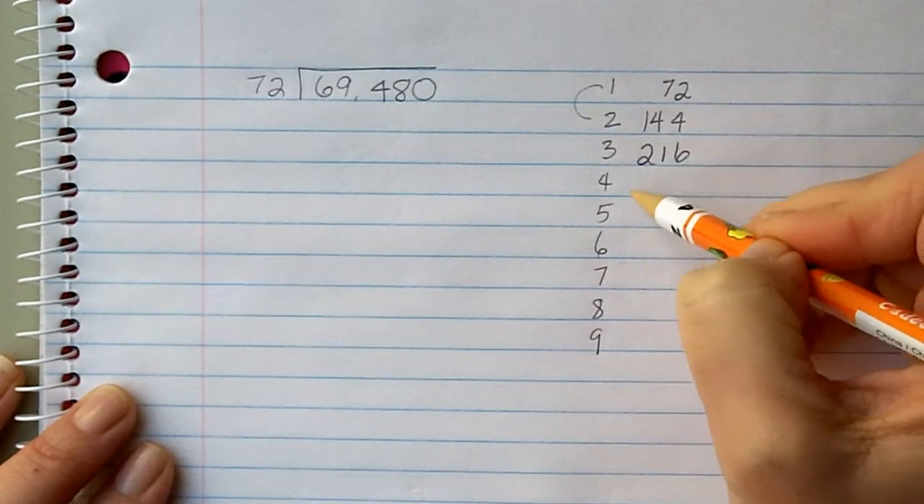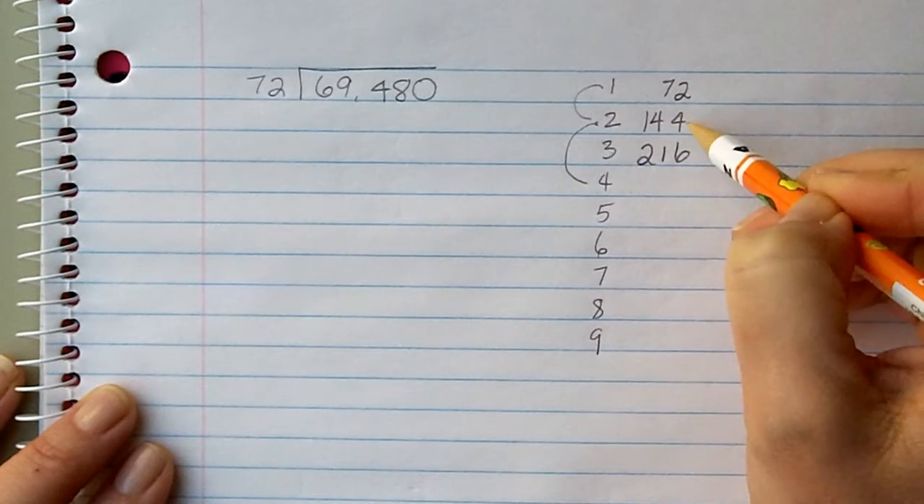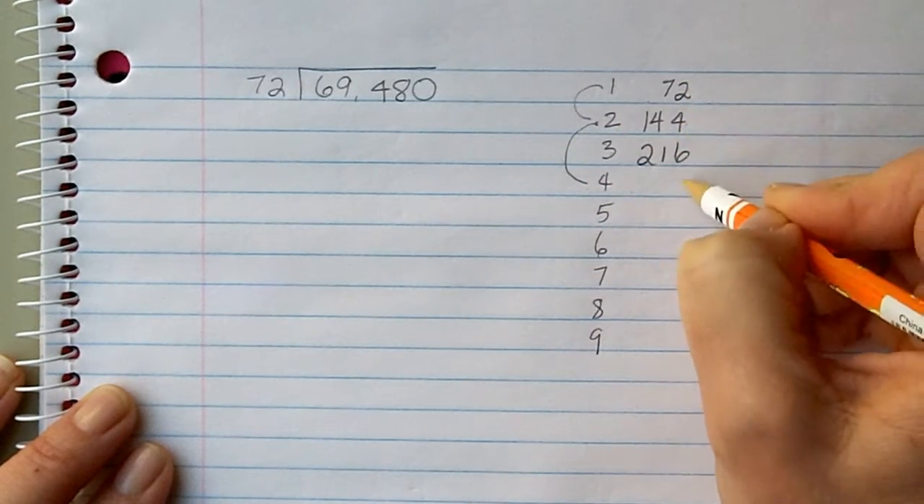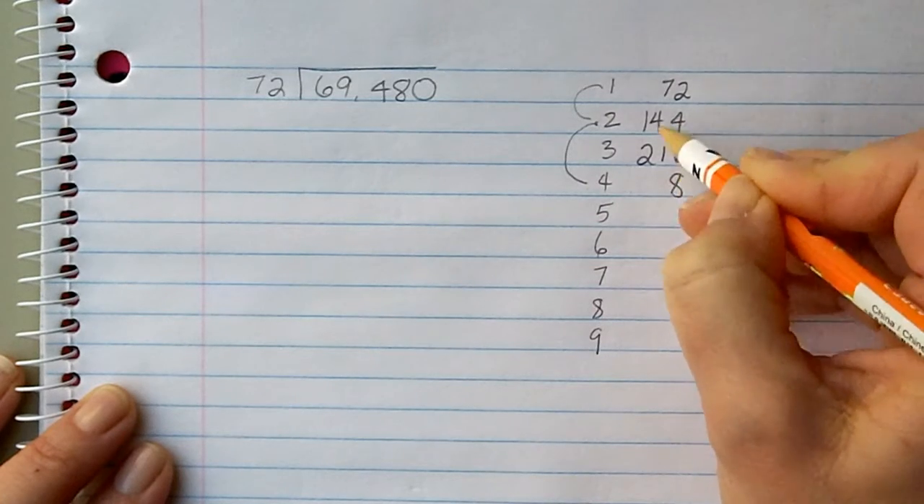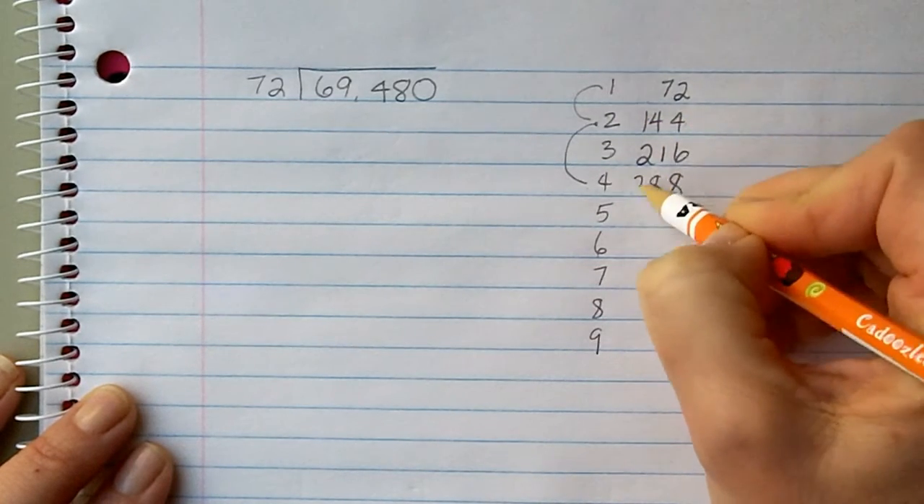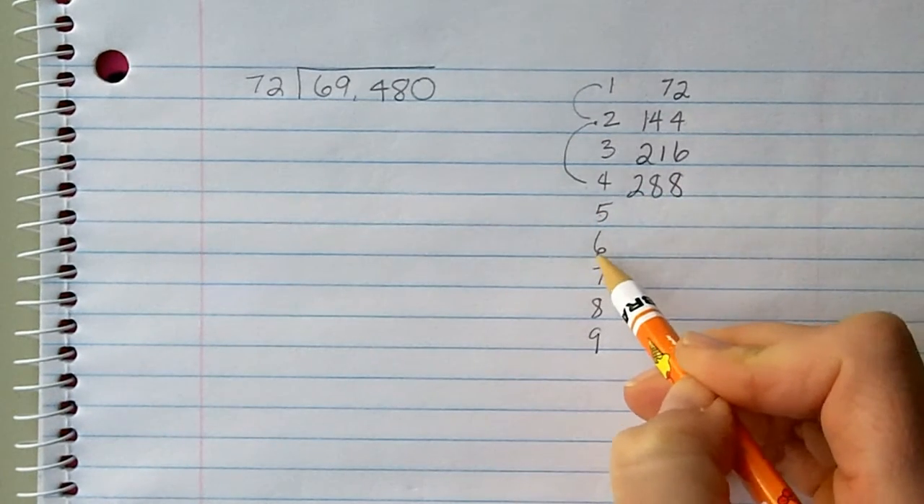So in order to find what 4 times 72 is, we're going to work with the answer for the 2 fact, and we're going to double it. So 4 times 2 is 8, 4 times 2 is 8, and 1 times 2 is 2. Now we're going to skip over this one for a minute, and we're going to go to the number 6.